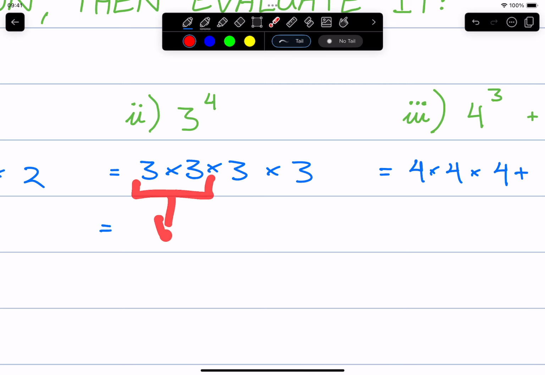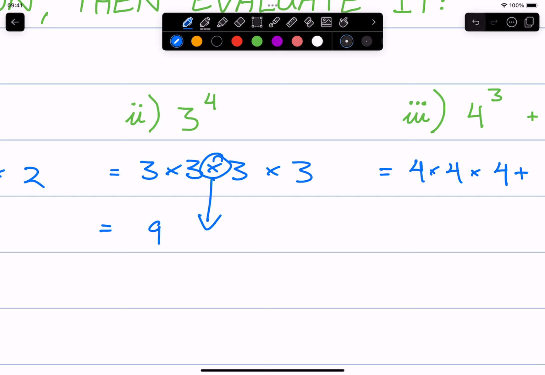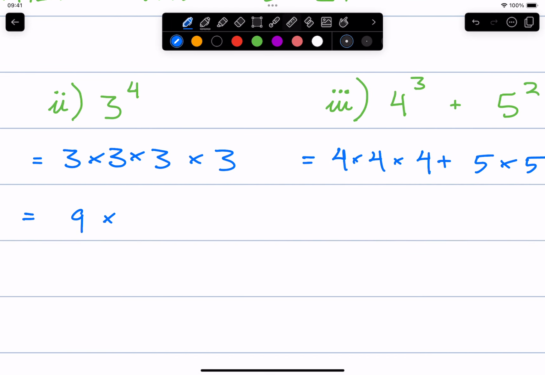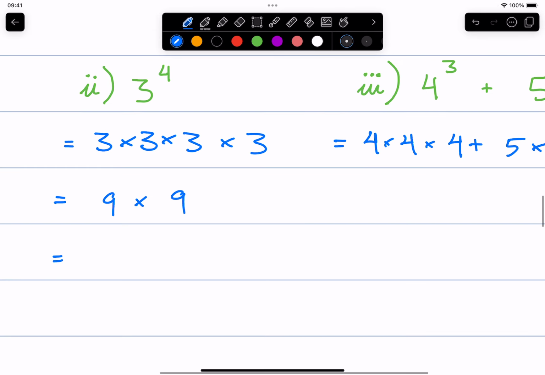These two, 3 times 3, will give us 9. I'm going to copy this multiplication here. And this 3 times 3 will also give us 9. This is a lot easier because we know that, well, I hope we know that 9 times 9 is a straightforward 81.